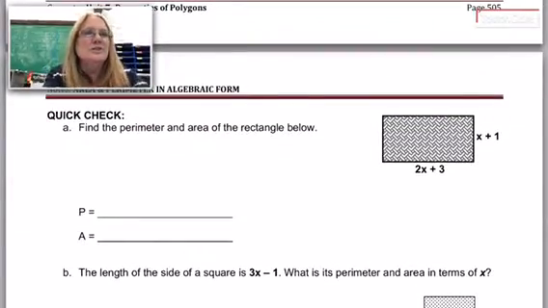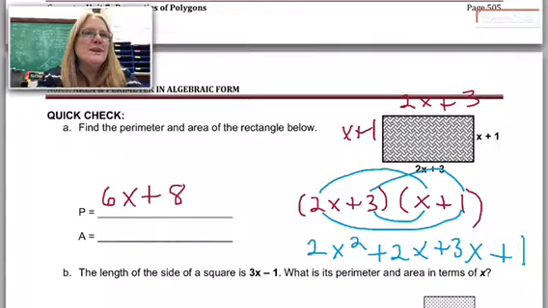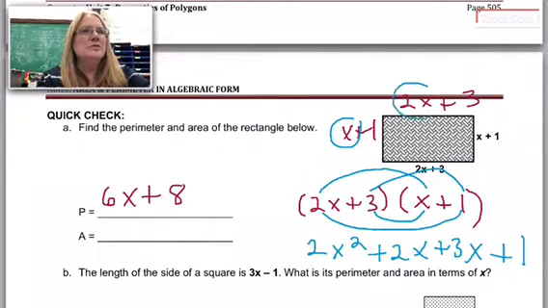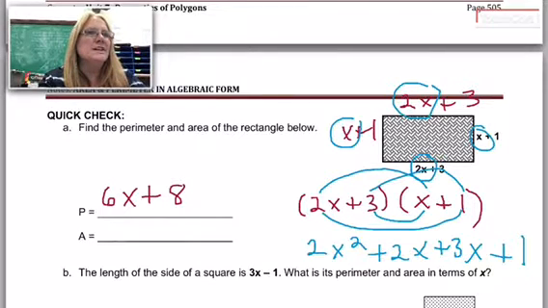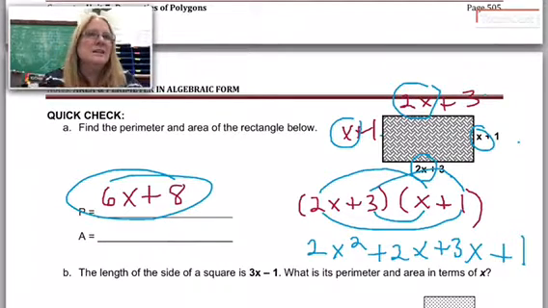Okay, so here's a quick check. Please pause and try to do this one yourself. Okay, so for the perimeter, we just added up all the sides, so I added all my x's. I had 1 plus 2, that's 3, 4, and 2 more, 6x. Then I just added my constants, 3 plus 1 plus 3 plus 1, and that's how I got 6x plus 8.